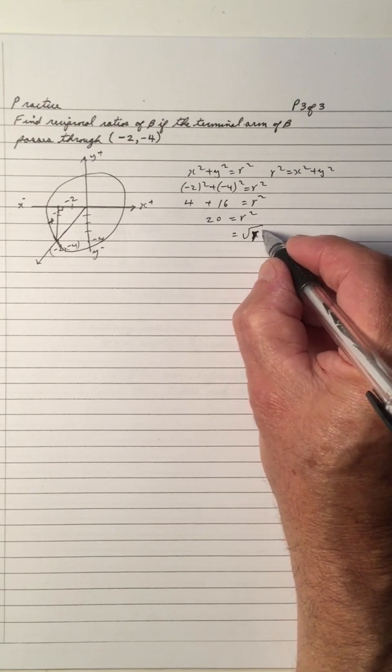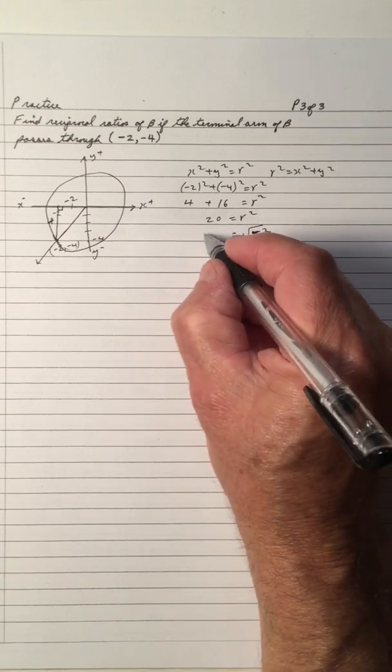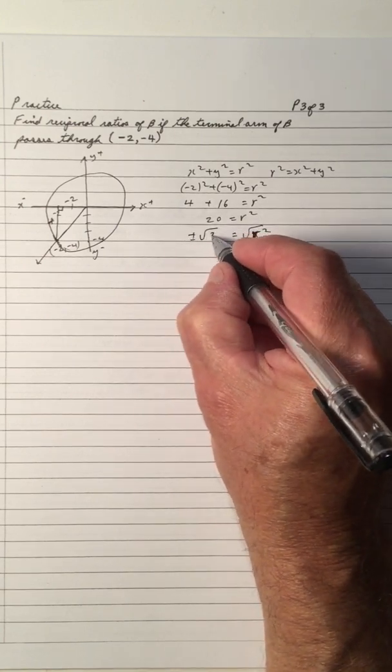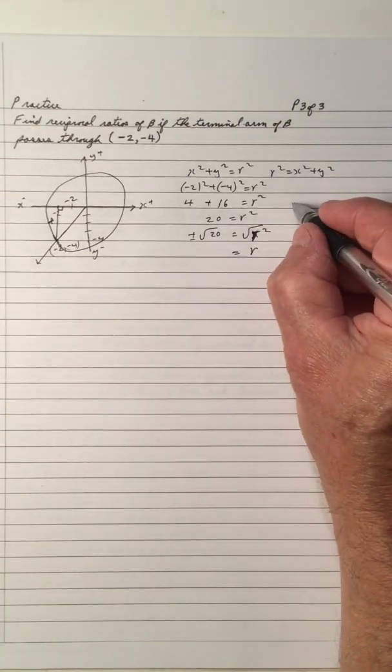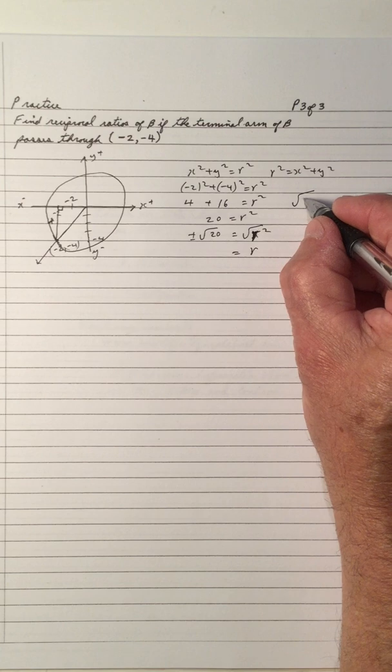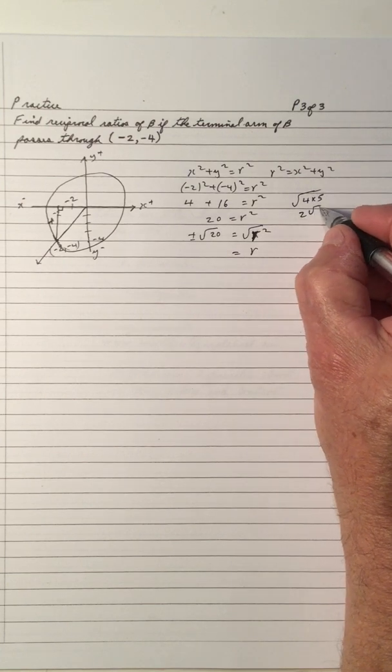We don't do much talking. Square root of r squared is plus minus the square root of 20. Square root of r squared is r. And 20 is 4 times 5. So the square root of 4 is 2. So it's a 2 root 5.